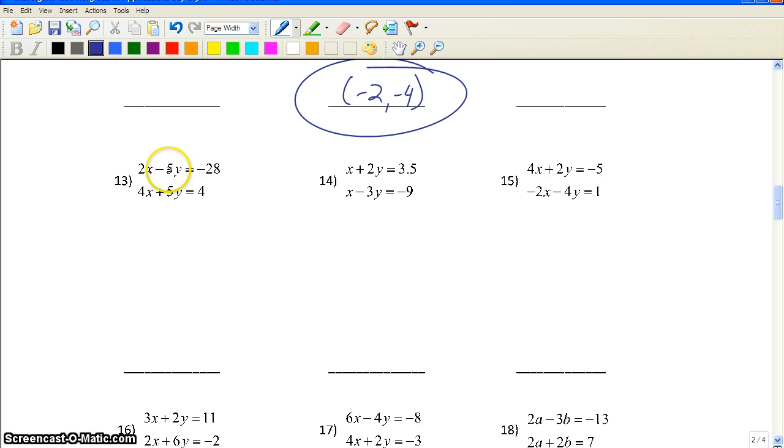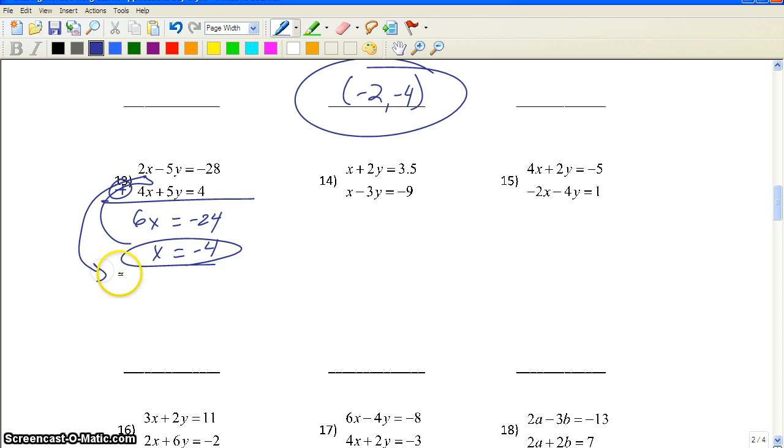It's already set up for the y, so we're just going to add it straight down. So we get 6x equals negative 24. We're going to divide by 6. We get x is negative 4. Fantastic. Then I'm going to take that, put it in one of the originals. I'm going to put it in the top one. Why? I just feel like that is the easiest for me right now. So I'm going to put it in there, so we get negative 8 minus 5y equals negative 28.